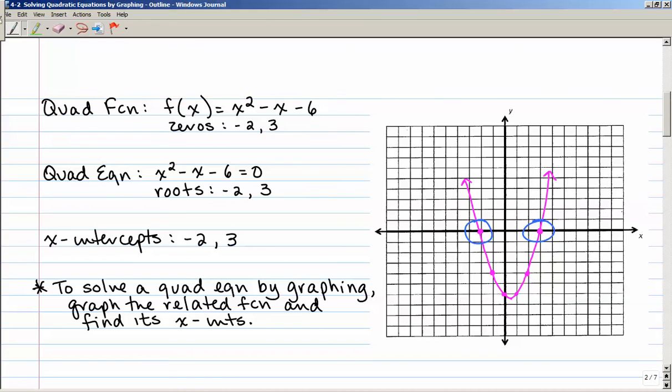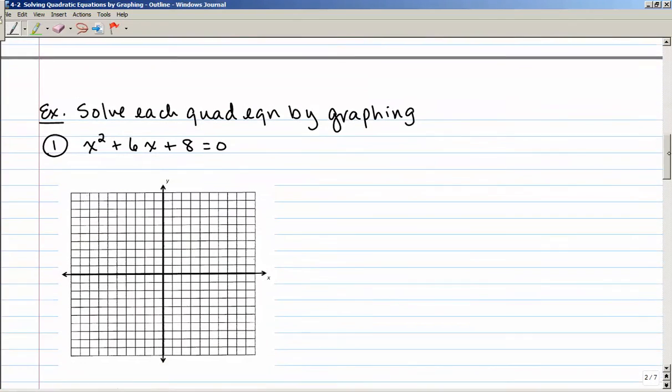So we're going to be solving a quadratic equation. It's going to equal 0, and we're going to be solving it by graphing. So we're going to graph the related function. In other words, this main stuff here is all the same. It's just going to say f of x equals. We're going to graph that, and we're going to find the two places, if there are two places, where it crosses the x-axis. So let's take a look at several examples here.